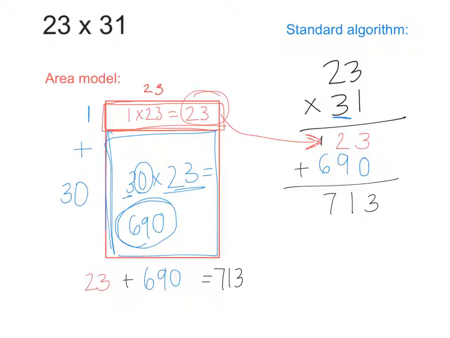Now draw another arrow showing that this partial product is right here, right? Finally, we can draw another arrow showing that our total product is right there. Do you guys see how the area model and the standard algorithm have all the exact same parts? Yeah. Great.